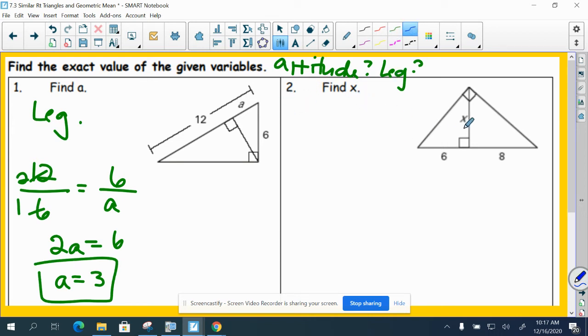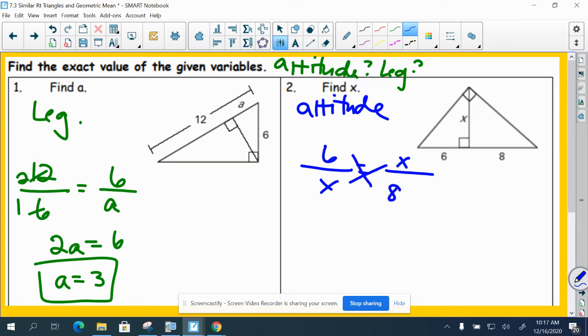For number 2, obviously here we're given the altitude. So we're going to set up the altitude theorem. So this says that the altitude x is the geometric mean between the two segments of the hypotenuse that it splits up, so 6 and 8. Okay, cross multiply, x squared equals 48.